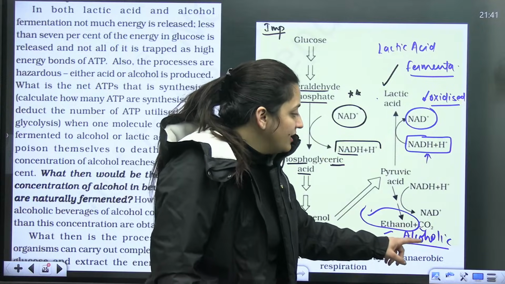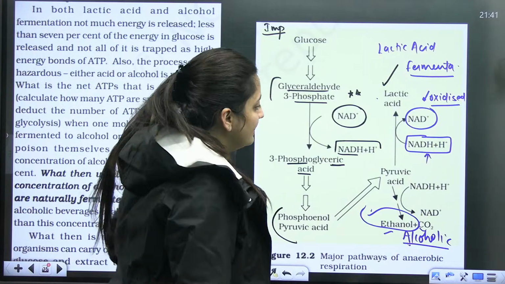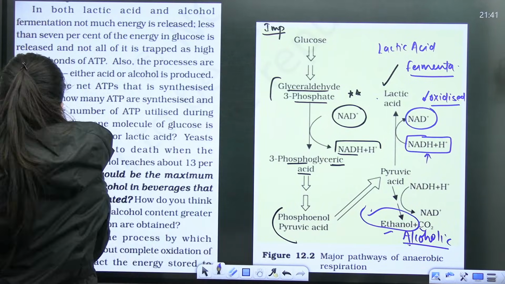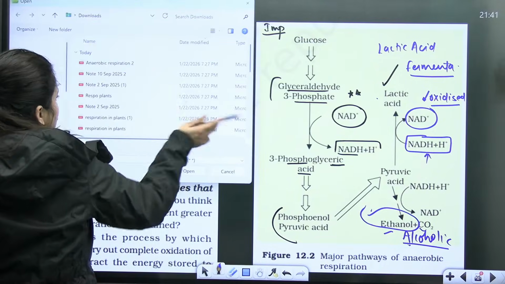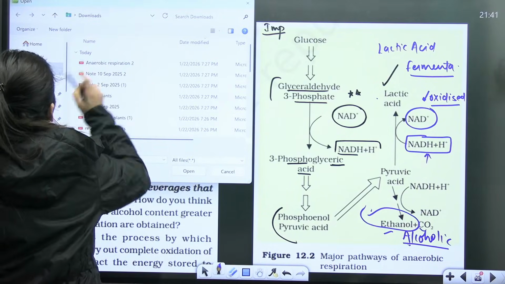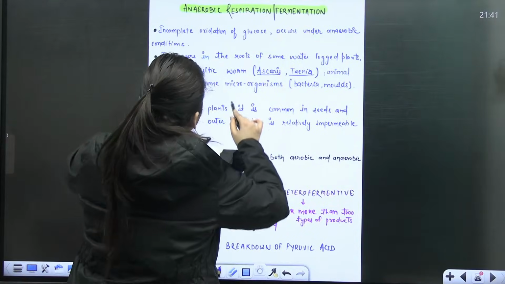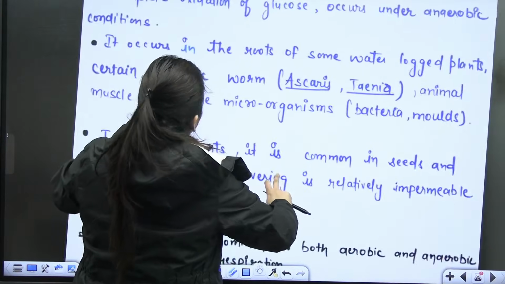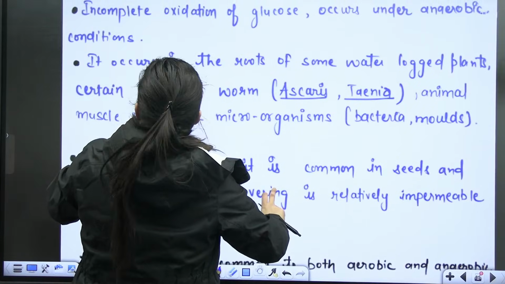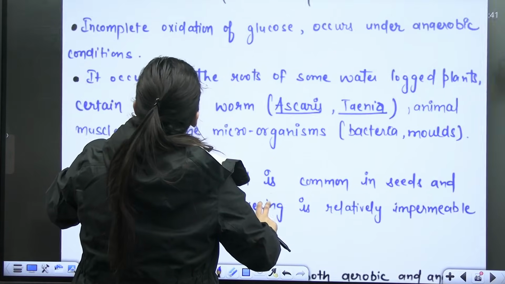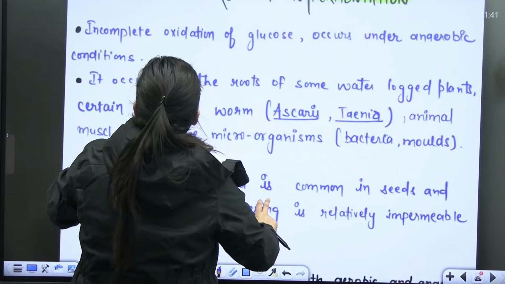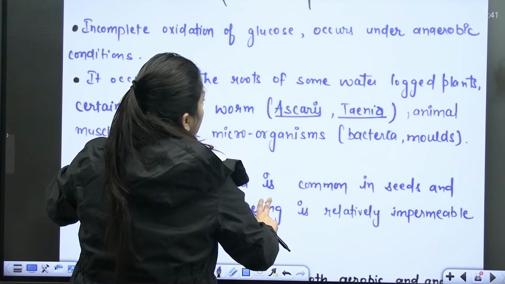In alcoholic fermentation, your ethanol will be released and your CO2 will be released, and in lactic acid fermentation the CO2 will not be released. So again, let's revise it from the handwritten PDF, so that we can save time and you can get the amazing content too, because I don't want to compromise the session quality.